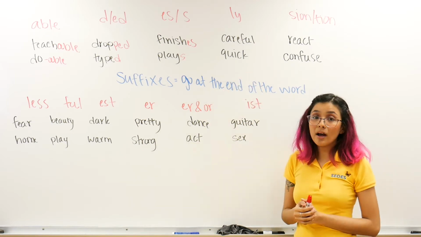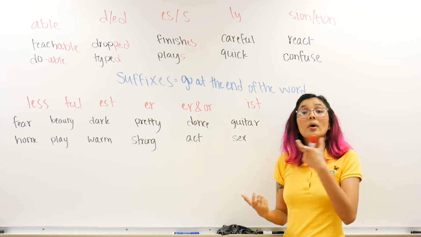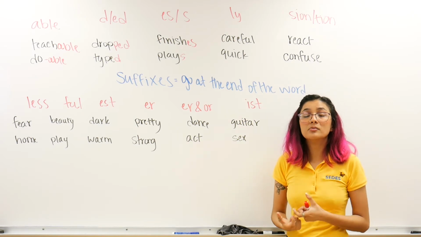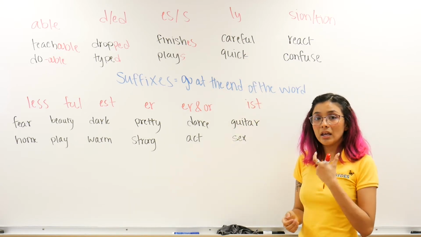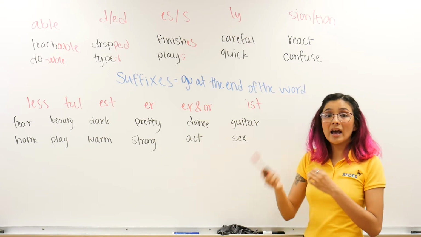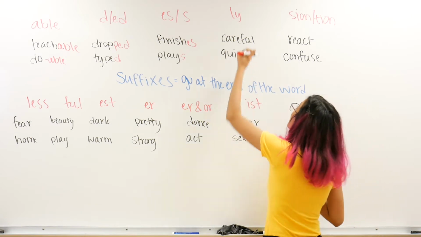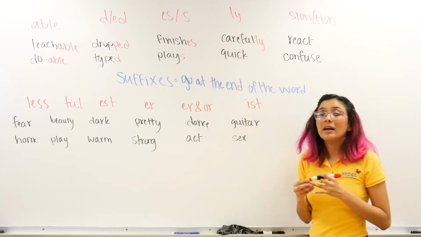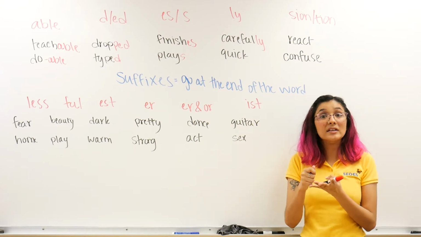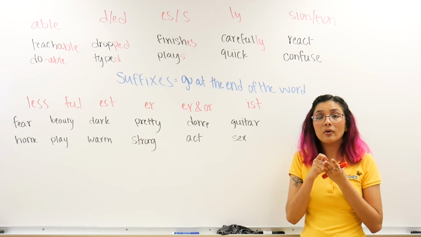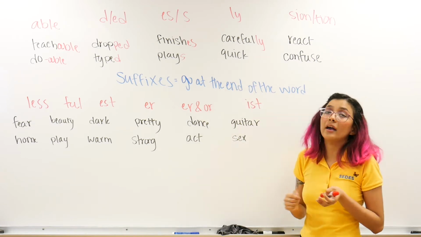Now we have ly. Ly is going to be changing our old words to adverbs. Remember adverbs? Adverbs are a description of the verb. So I have careful, right? Careful is going to now be adding ly to make it the adverb, to describe the verb. So here, if I put ly, I carefully drink my coffee. My coffee is hot, so I have to be very careful, because I am describing the action of me drinking the coffee. I have to put ly.